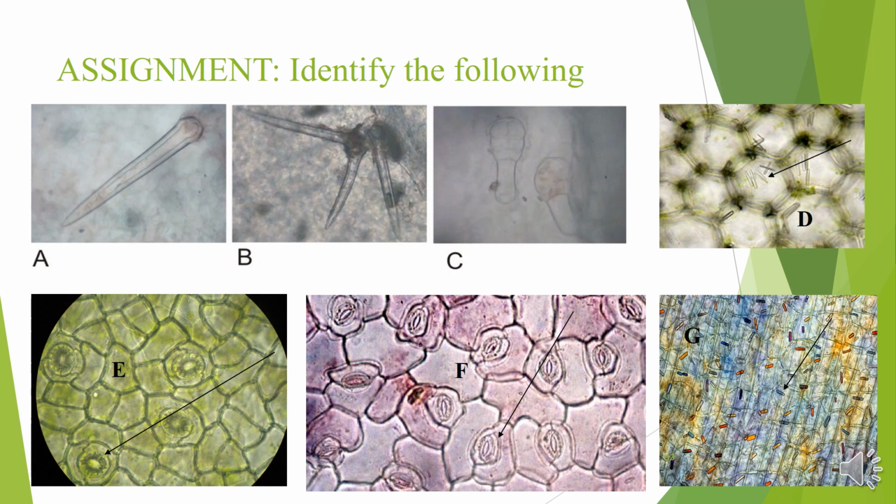So now I'm giving you an assignment, and in this assignment, I want you to identify the different diagnostic characters in the different diagrams that are labeled A to G. In A, what is it that you observe? In B, what is it that you observe? In C, tell me what you observe, just in one line. In D as well, the arrow shows you what I'm trying to ask you about, in E and in F and in G as well. So you are supposed to identify these diagnostic characters to be able to know how much you have learned today.